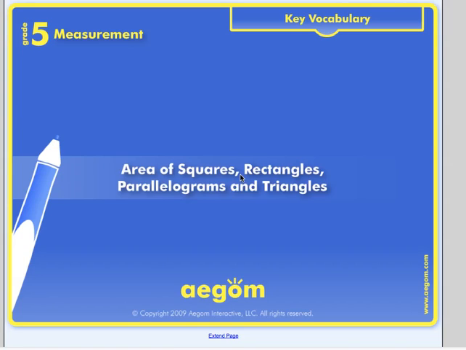Video for assignment 67, math lesson 9.5. In our last lesson we talked about the area of rectangles. Today we're going to extend that into parallelograms and triangles.